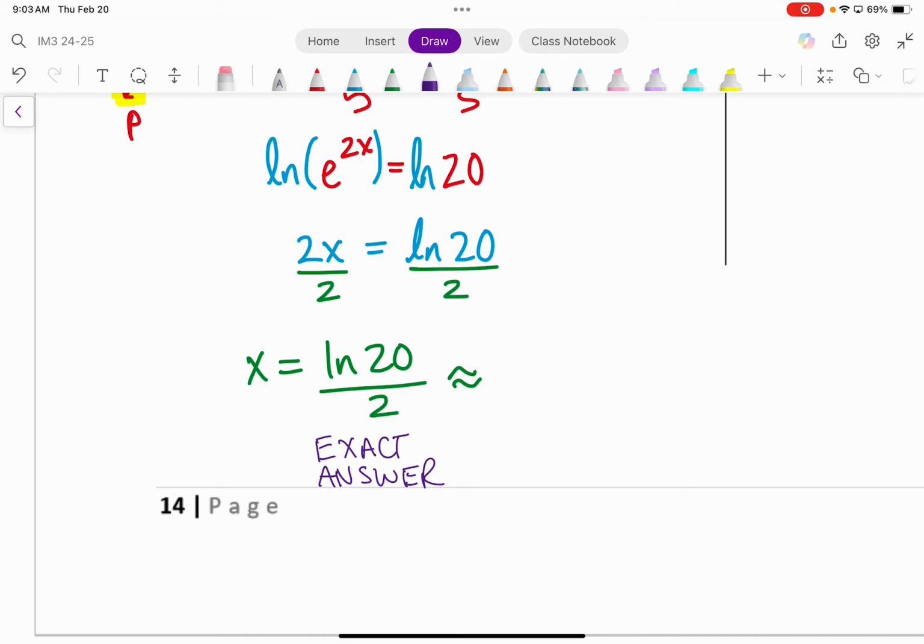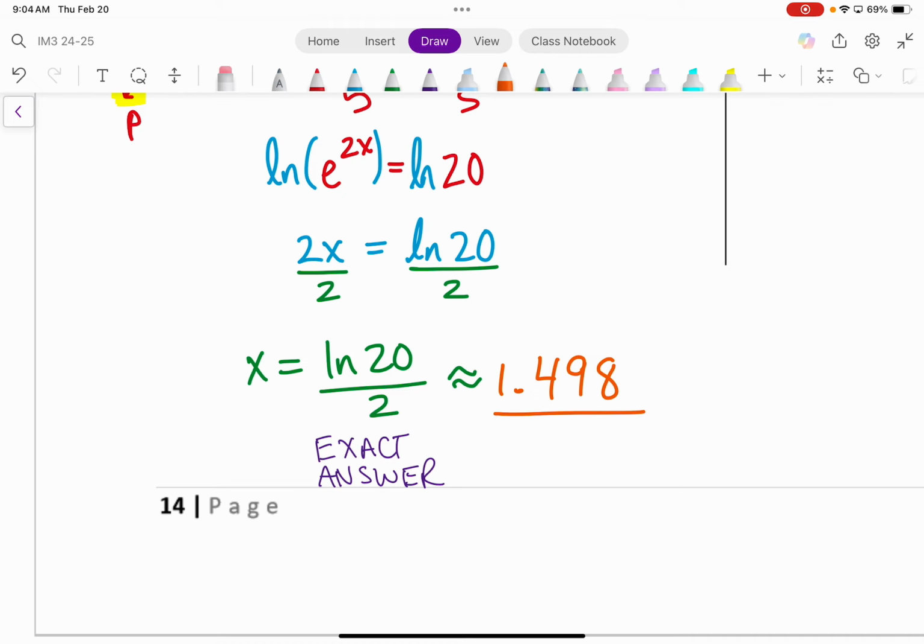Okay, so once again, ln 20 over 2, that is your exact answer. I just labeled it for you right there. If you want to label it as well, feel free to do so. What I want you to do next is find the approximate answer. So you're going to take your calculator, turn it on, and type in ln, look for the ln key next to the 4, ln of 20, and then divide that by 2. If you did this correctly, we should get the following answer: 1.498, if I'm rounding to the nearest 1,000.